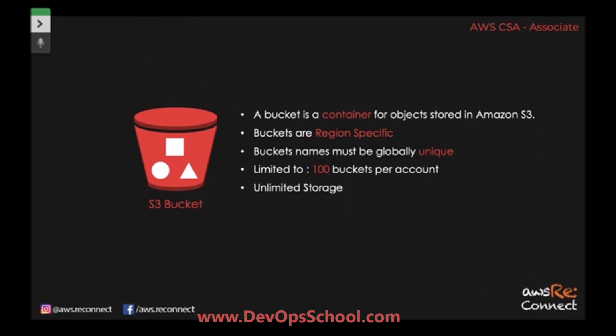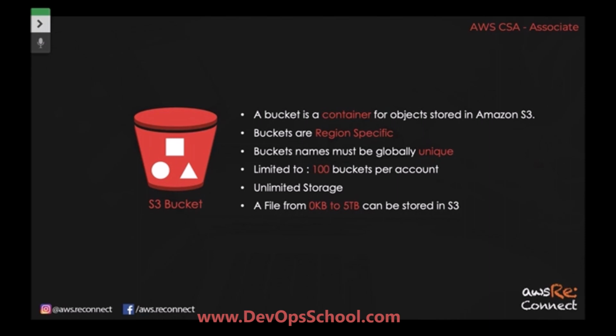Then it gives you unlimited storage. You can upload any amount of data, but the condition is that a single file size can range from 0 KB to 5 TB. You have unlimited storage, which means you can upload any number of files, but a single file cannot be larger than 5 TB. Okay, so this is the basic. It is very important to remember the file size from 0 KB to 5 TB.